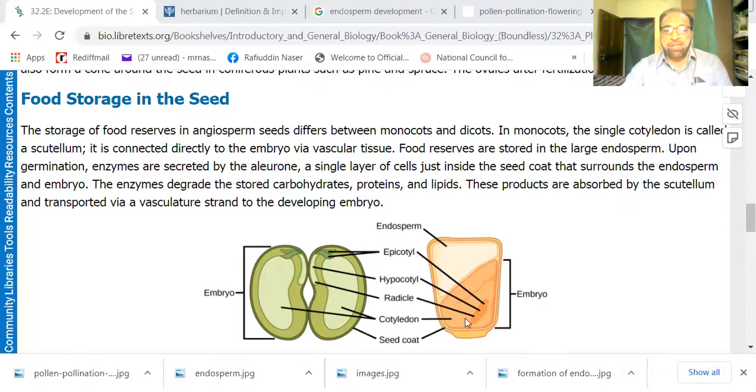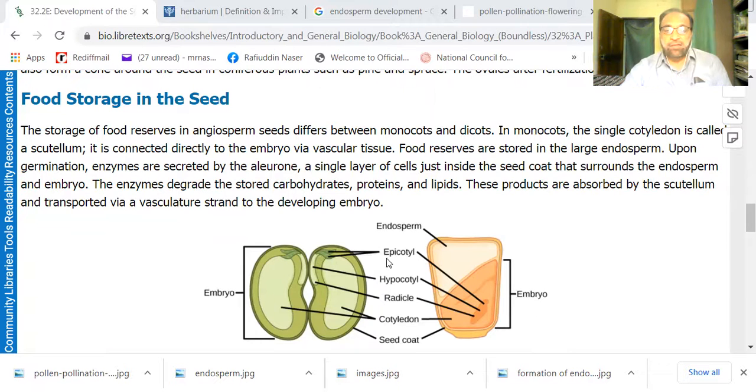Then in the central side of this endosperm, the food material is stored, and in the central side the epicotyl is there that covers the hypocotyl. The radicle is there. This radicle is responsible for the formation of new roots, while from this epicotyl the formation of shoot takes place, and towards the central side the complete cotyledon is present. In case of monocotyledons, only one cotyledon is there. In case of dicotyledon plants, you will find that two cotyledons are there.